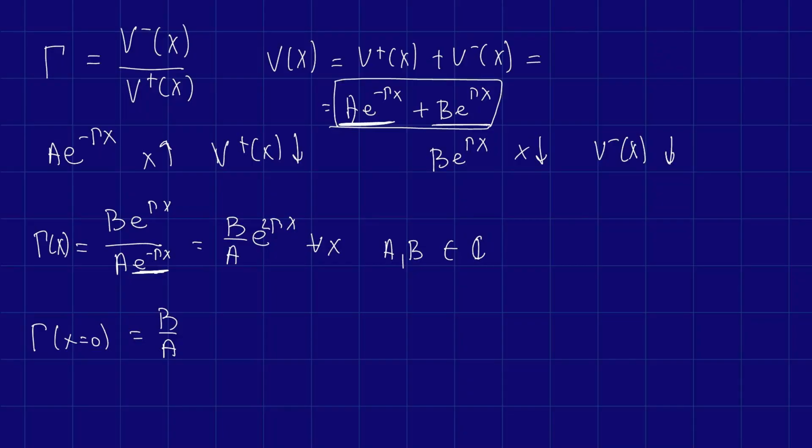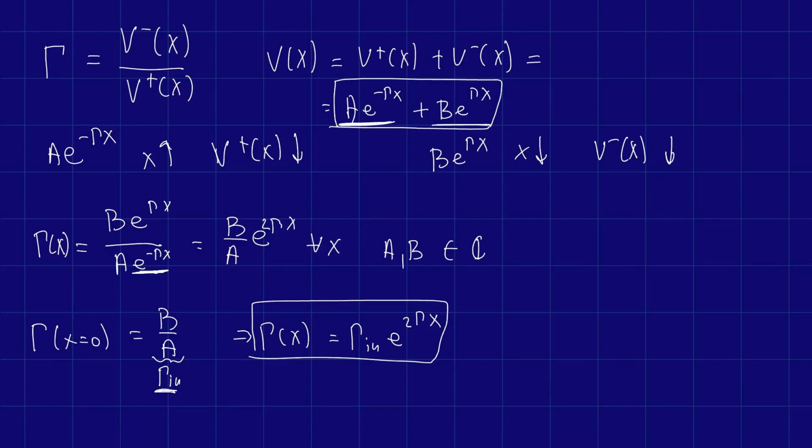And we can call this thing right here gamma in, okay, since it's at the input of the transmission line, at the beginning of it. So since this A and B are constants and they're the same for the whole transmission line, we can also rewrite the original gamma of x as this right here is gamma in, so we just write gamma in e to the 2 gamma x. Okay, so we've got our first important formula.